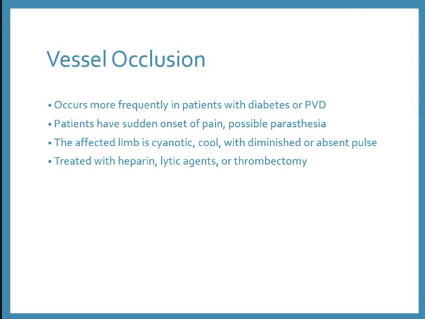They can also get a vessel occlusion. The limb becomes cool, blue, with diminished or absent pulses, usually treated with heparin, lytic agents, or even a thrombectomy where they'll go in and take the clot out. Patients may report pain or numbness and tingling, paresthesia, and it happens more frequently in your patients with diabetes or PVD.